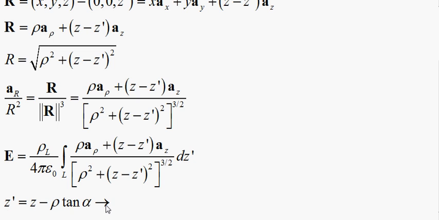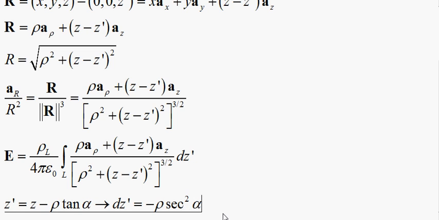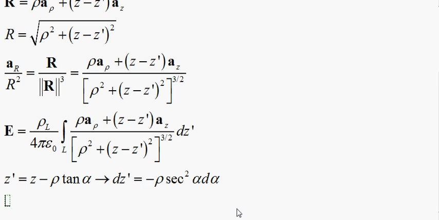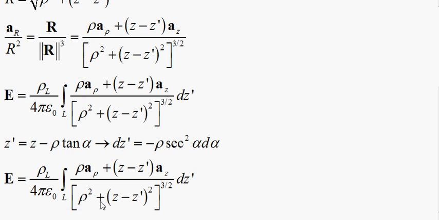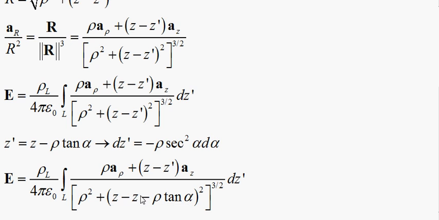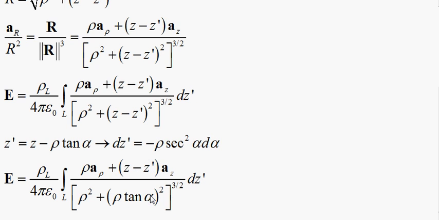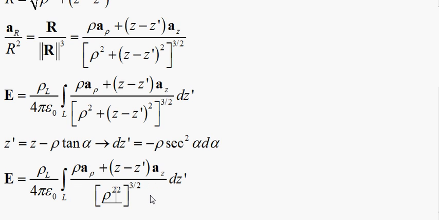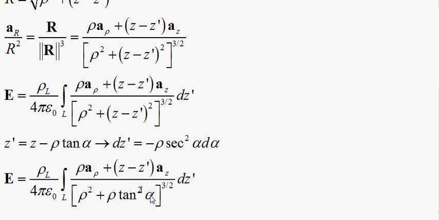That means that dz prime is equal to negative rho secant squared of alpha d alpha. Okay, so we can actually substitute everything in now. That's pretty much all we need. This is going to be z minus z prime. If we just replace z prime with this, we see the z's go out, and this actually turns to a plus, and distribute that. We'll put that square through, and you get this.